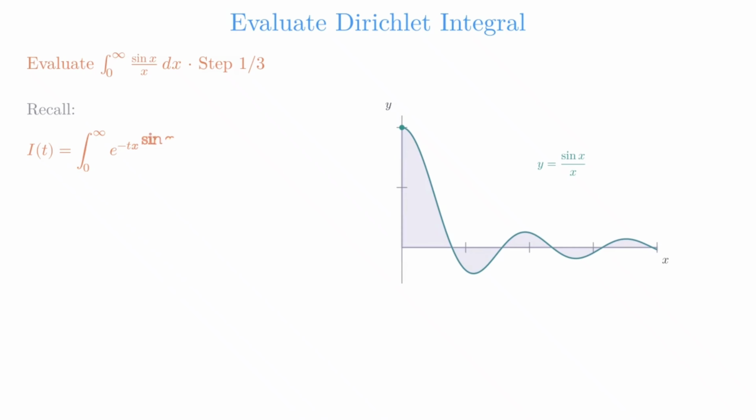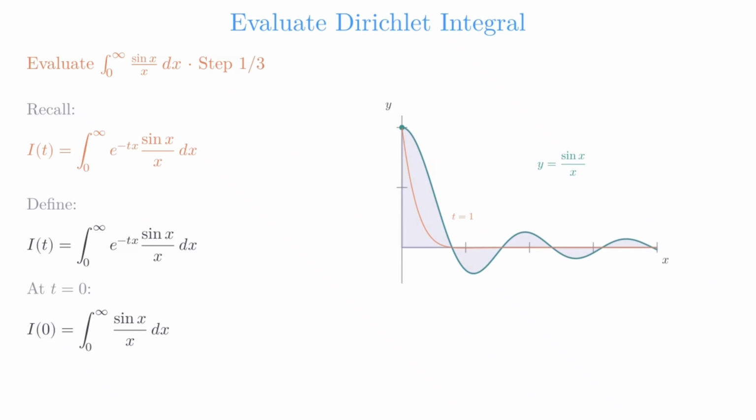Step 1. We introduce a parameter t by multiplying the integrand by e to the negative tx. This defines a new function I of t. I of t equals the integral from 0 to infinity of e to the negative tx times sine x over x. When t equals 0, the exponential disappears and we recover the original integral.